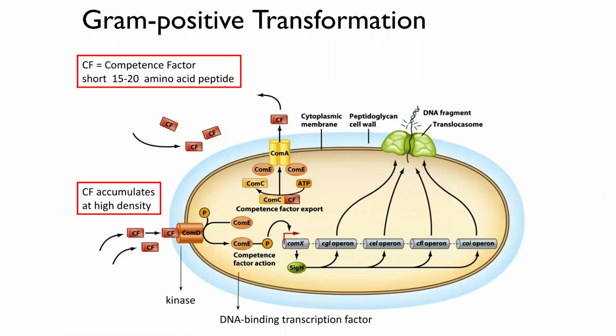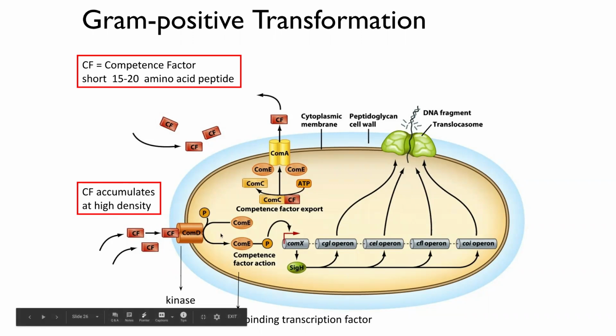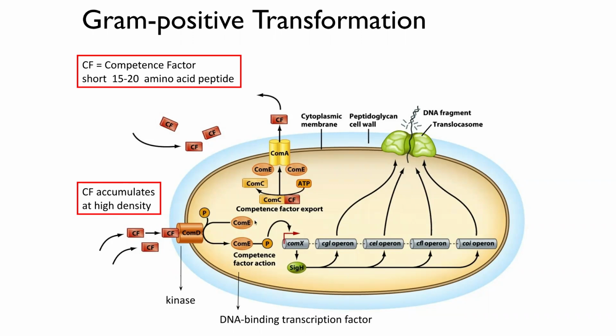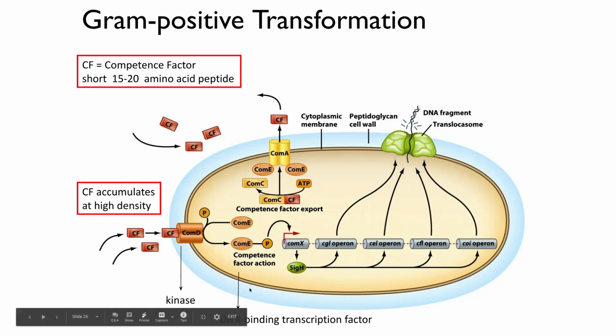Now, let's talk about gram-positive bacteria first. They're much more involved, partially because of how thick their cell wall is. Now, as I mentioned, as these gram-positive bacteria are growing and growing and growing, they build up these competence factors, and these competence factors are short 15 to 20 amino acid peptide sequences. Now, as CF accumulates at high density, it binds to what we call a kinase, which is COMD. And once COMD does its thing, it essentially phosphorylates COME, which is what we call the competence factor action, which is basically just a DNA binding transcription factor. So it regulates how DNA is expressed.